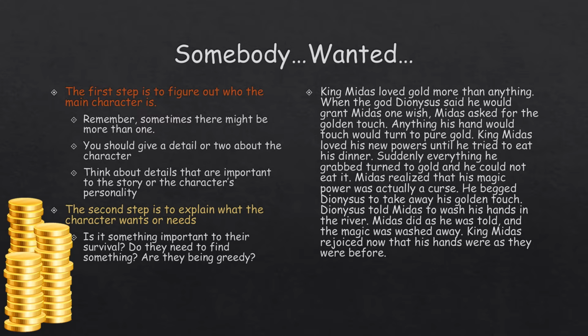Step 2 is to figure out what the character wants or needs. Maybe your character needs to find shelter in a storm, or maybe they want to go to a party. In our example, King Midas wants everything he touches to turn to gold.